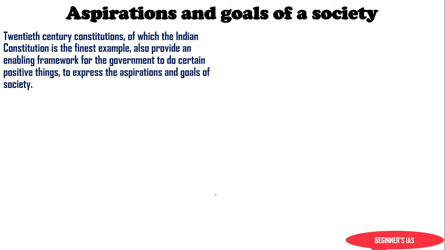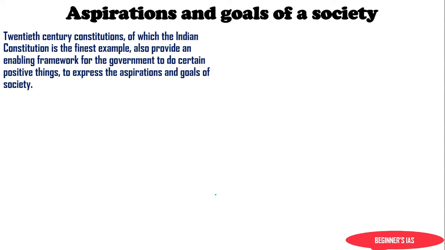So that is also very important. See, most of the older constitutions limited themselves largely to allocating decision-making powers and setting some limitations on the government's powers. But many 20th-century constitutions, let us take the Indian constitution as the example, provide an enabling framework for the government to do certain positive things. What are they? To express the aspirations and goals of the society. The Indian constitution was particularly innovative in this respect.